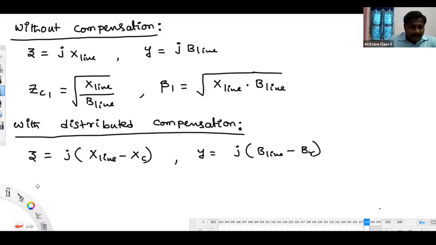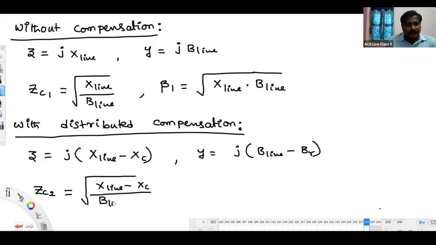And if you take ZC here, I'll say it is ZC2. ZC2 becomes square root of X line minus XC in the numerator, denominator will be B line minus BR. That's the new surge impedance, ZC2. After providing compensation, that's the new surge impedance formula. The j and j will be cancelled in Z by Y, that's why I'm not showing it.